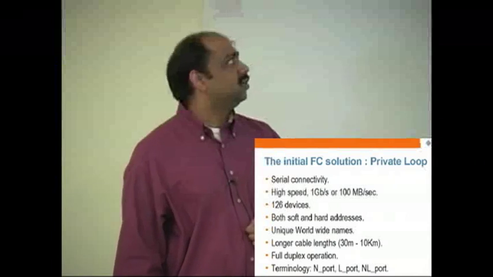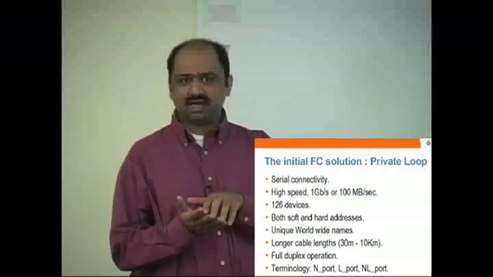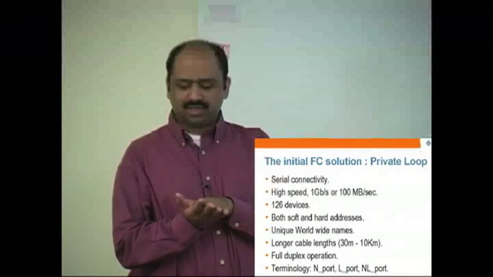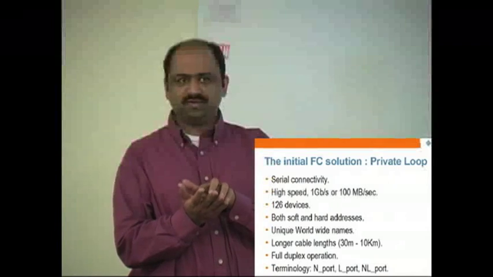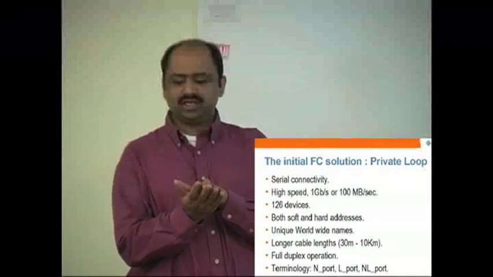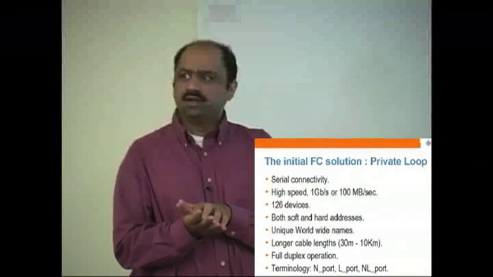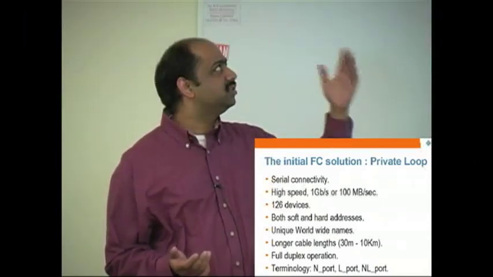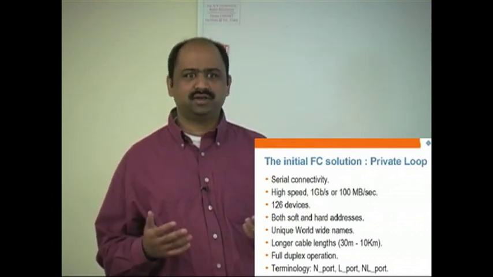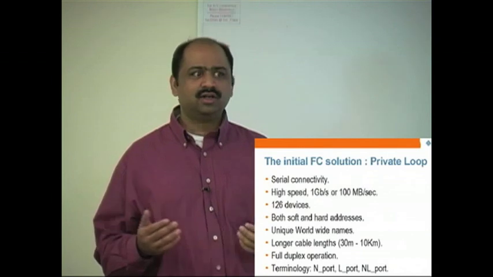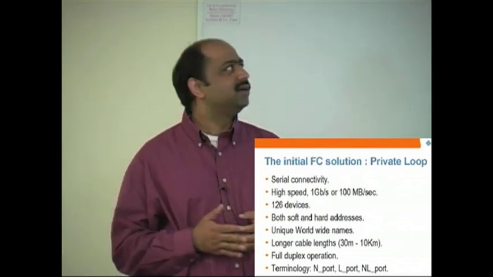The thing with fiber channel was that it is serial connectivity instead of parallel. The SCSI bus is parallel, and the problem with a parallel bus is that you are limited in speed, because you have skew between different lines, and you have noise and crosstalk between different lines, and that limits your speed. But when you go from parallel to serial, all of a sudden the speed goes from a few megabytes or a couple of 100 megabytes to gigabytes. So the initial speed with fiber channel was 1 gigabyte.